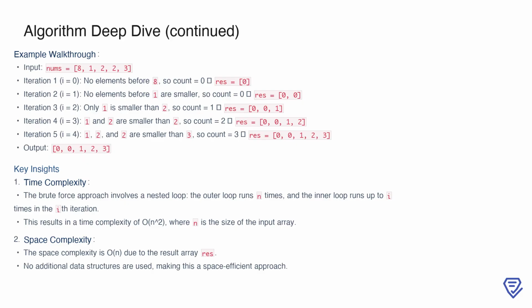While this approach is straightforward, it's important to consider its time complexity. Since the outer loop runs n times and the inner loop runs up to i times during the ith iteration, the overall time complexity is O(n squared). The space complexity, on the other hand, is O(n), as we only use the result array for storage.